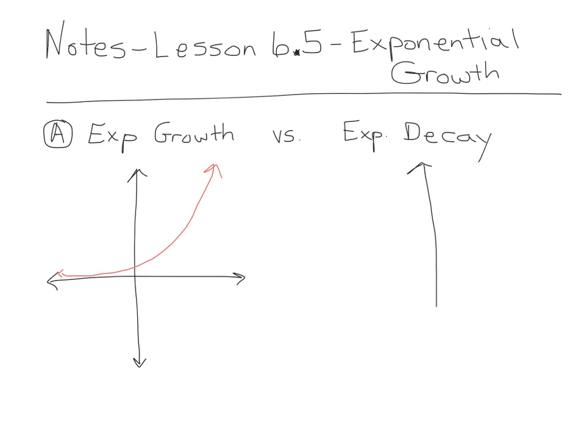And as you may be able to guess, in an exponential decay situation, it's going to go down from left to right. All right? So growth is going to go up as you move from the left to the right, and decay is going to go down or decrease. Increase as you go from left to right, decrease as you go from left to right. Today we're just focusing in on exponential growth, and we'll save decay for the next lesson.